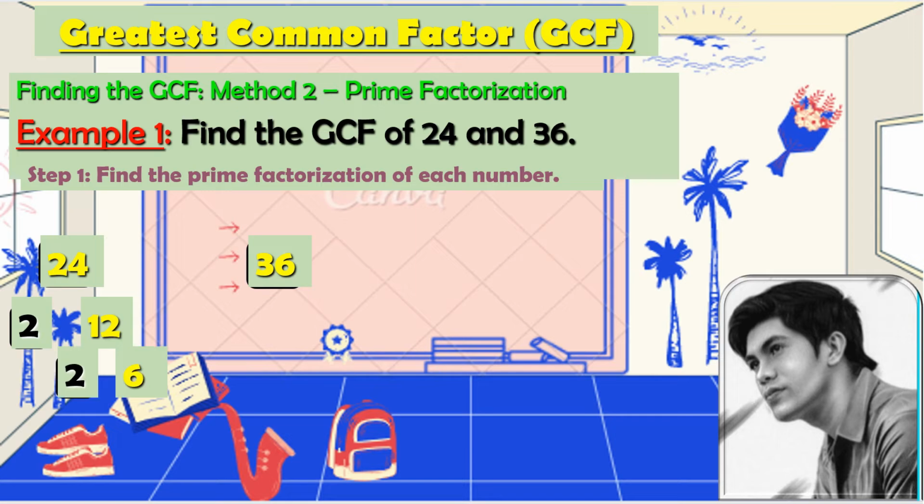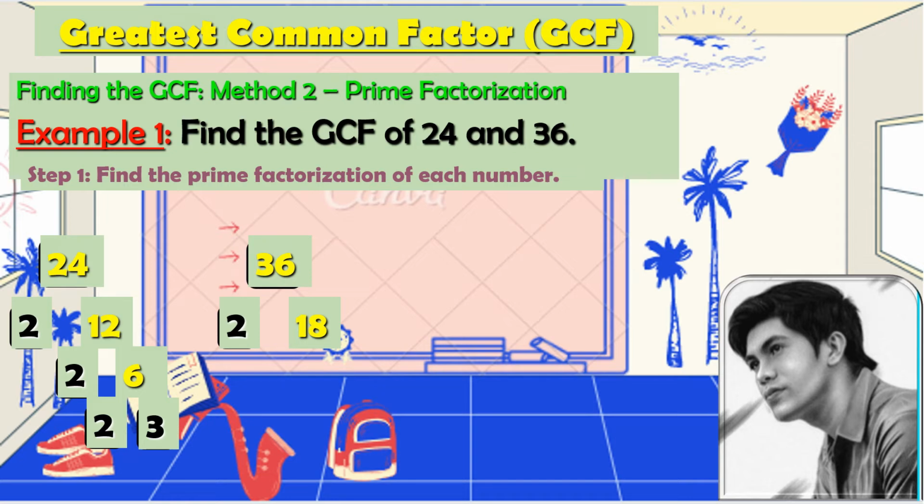Ano yon? Yes, 2 and 6. So, 2 ay prime, 6 ay hindi pa siya prime. Composite pa rin. Kaya, we have to find another prime factors of 6. Yes. So, that is 2 and another one is 3. So, 2 is prime, 3 is already prime. So, kapag lahat po ay prime numbers na, tapos ka na. Okay? Yan. So, pupunta tayo sa 36.